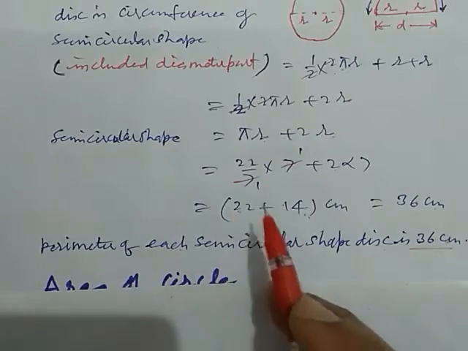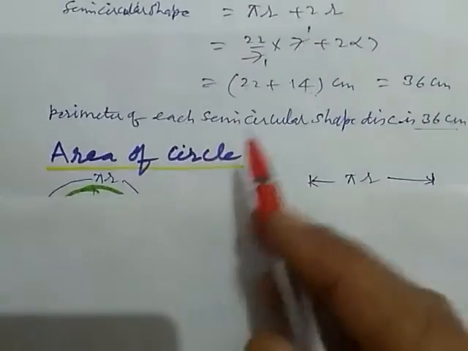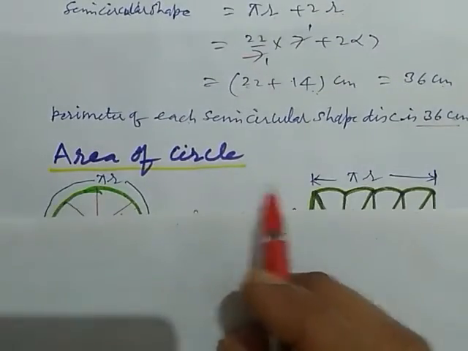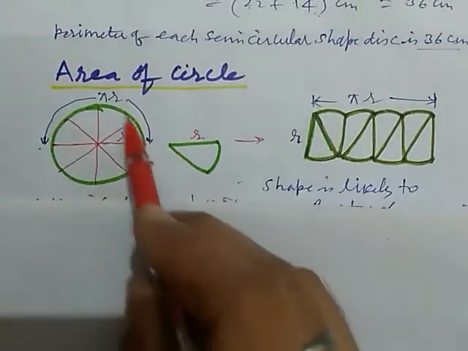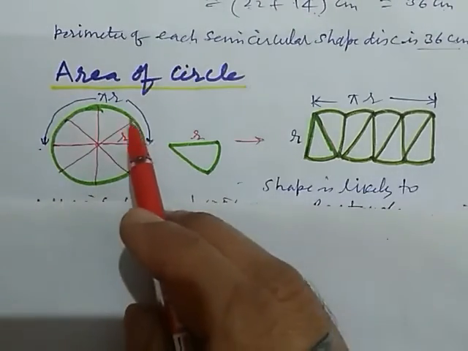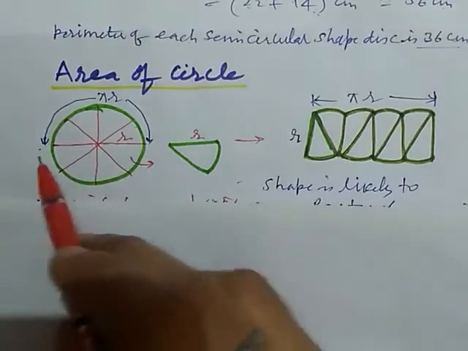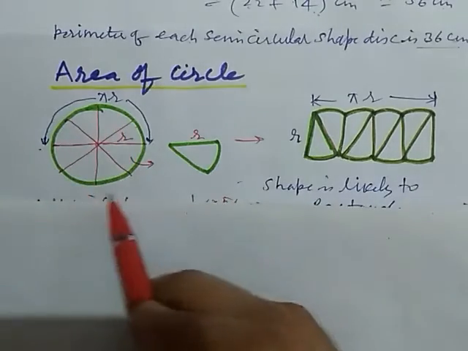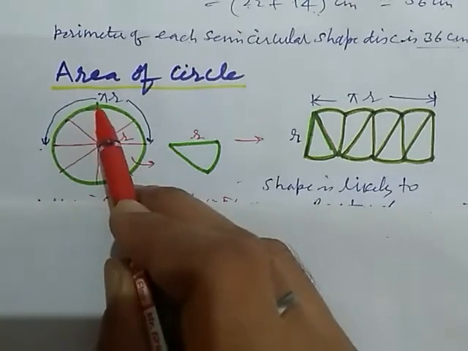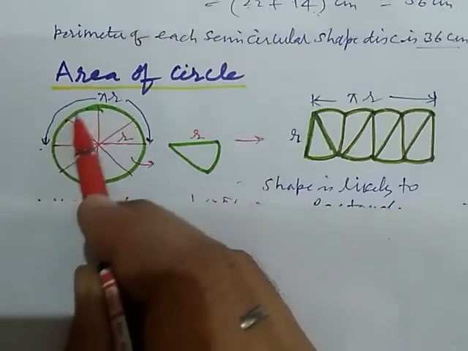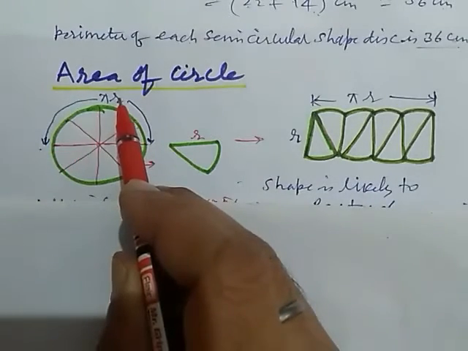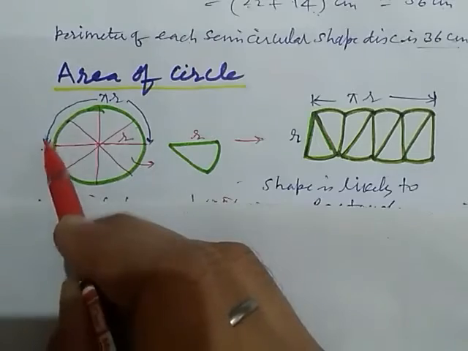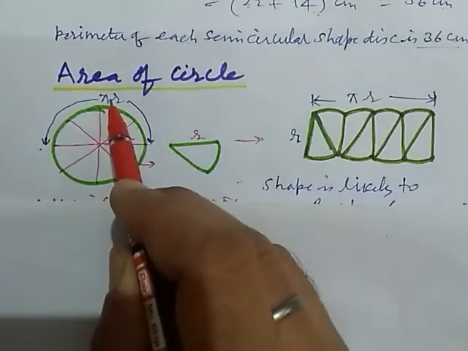Now we study the area of a circle. Here is a circle, and we know that the circumference of the complete circle is 2 pi r. So the circumference of this half circle is pi r. Half of 2 pi r is pi r. So from here to here, this is pi r.